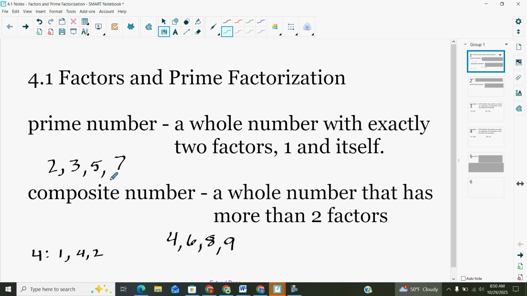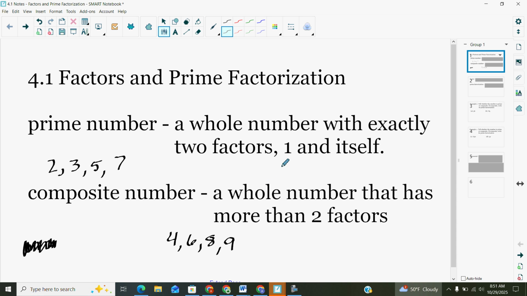I want you to think for a moment about the number 1. Is the number 1 prime or is it composite? Does it fit this definition? A whole number with exactly two factors. Well, the only whole numbers that multiply to 1 are 1 times 1. So it has one factor. It does not have exactly two factors. It's not prime. And because it only has one factor, it does not have more than two factors. The number 1 is neither prime nor composite. It's not a prime number. It's not a composite number.